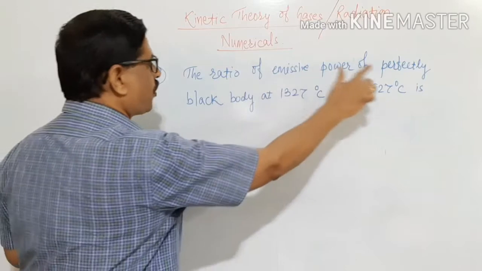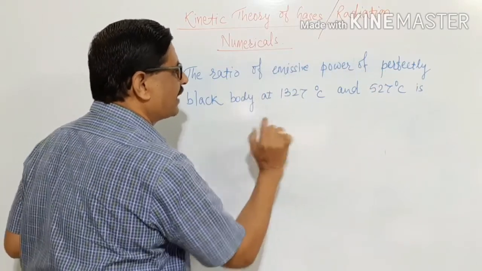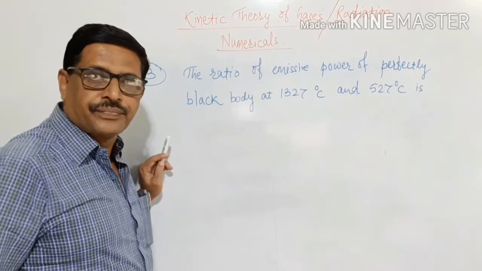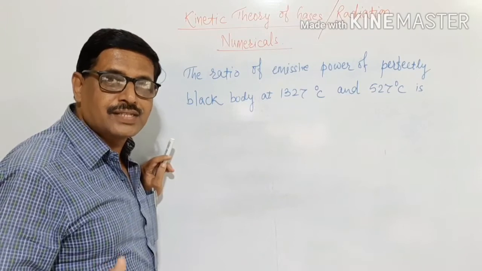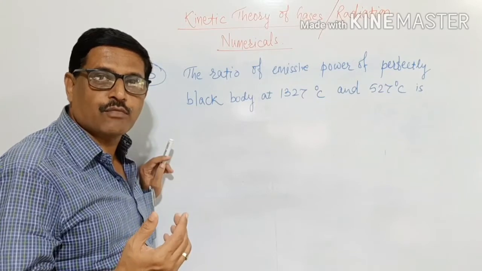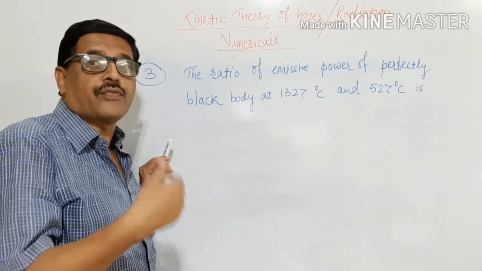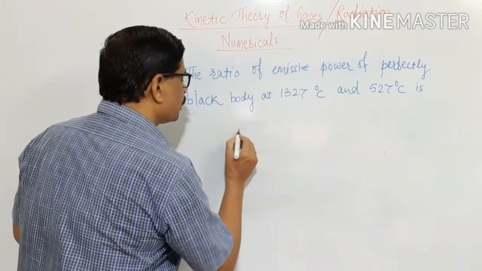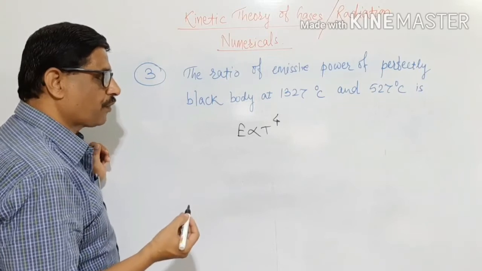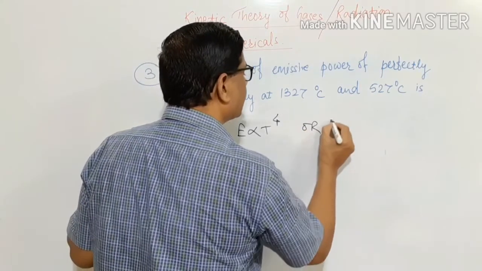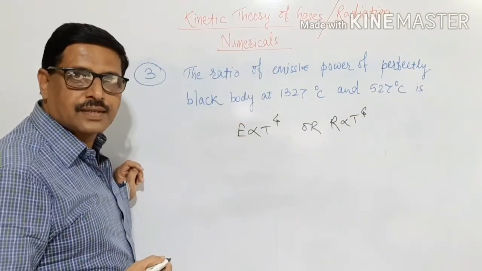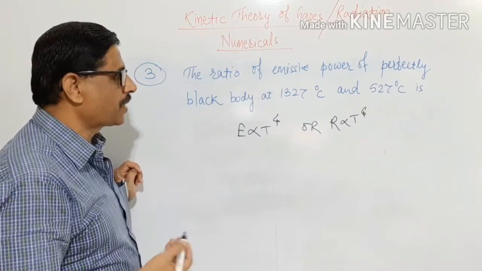The ratio of emissive power of a perfectly black body at 1327 degrees centigrade and at 527 degrees centigrade is. Here the temperature of the perfectly black body is given in degrees centigrade, and we know that the emissive power of a perfectly black body is directly proportional to the fourth power of its absolute temperature. This is Stefan's law of radiation. E is directly proportional to the fourth power of absolute temperature, or rather we say that the radiant power is directly proportional to the fourth power of absolute temperature.